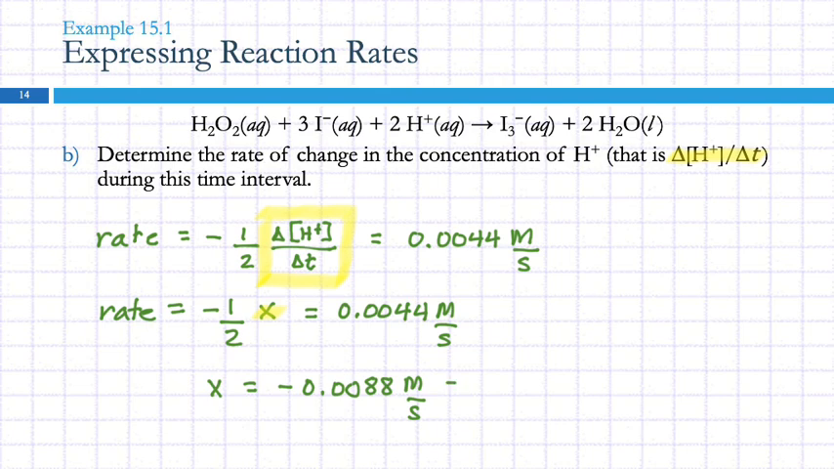So that is equal to the change in concentration of H plus over the change in time. It's negative. Is that okay? It is okay because this is a reactant. So its change is negative. It's going down over time. Any questions?